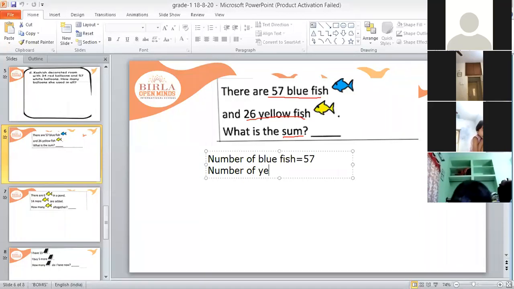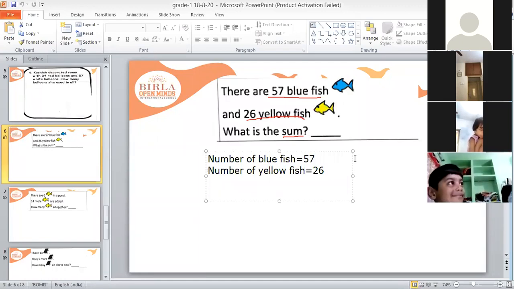Then number of yellow fish, and please write correct spelling. Number of yellow fish equal to how many? 26. How many yellow fish? 26. So now we have to arrange these two numbers 57 and 26 again in tens and ones form. T stands for tens and O stands for ones. So now we'll arrange this 5 and 7. So 5 will come in tens place and 7 will come in ones place.